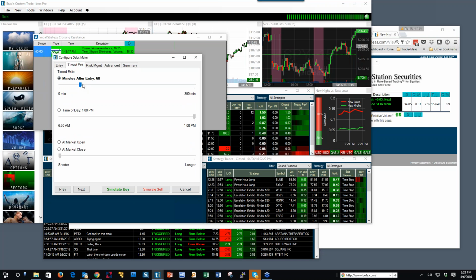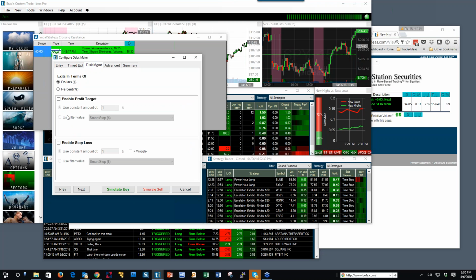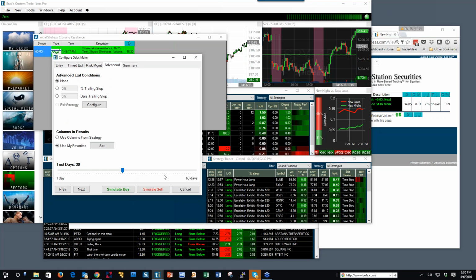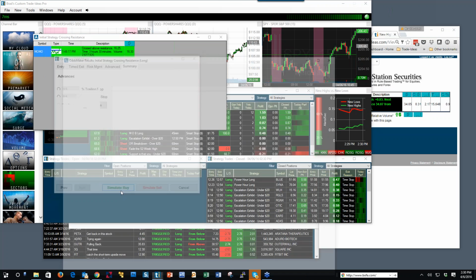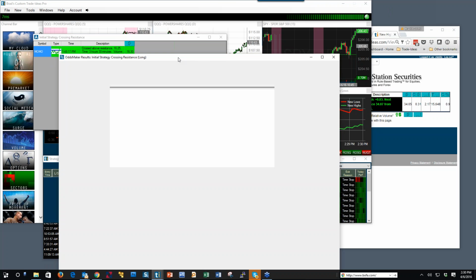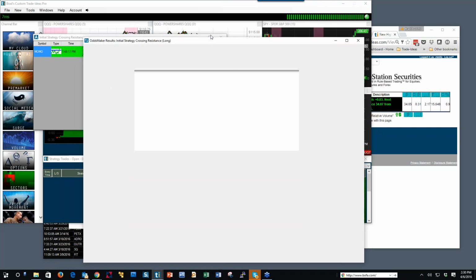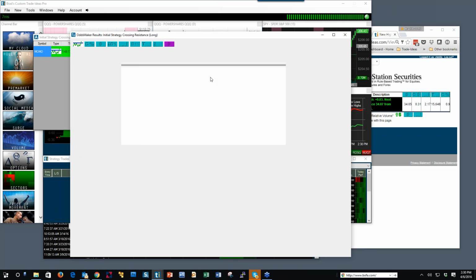Timed exit, we'll hold it for 60 minutes. It's a starting spot. You could hold it to a particular time through the day. You could hold it for multiple days if you'd like. I'm not going to put in any stop losses or profit targets right now. Let's just let it run, and for the sake of time, I'll just do 30 days, but you could ratchet that up to 63. And let's just simulate the buy and let it run through.